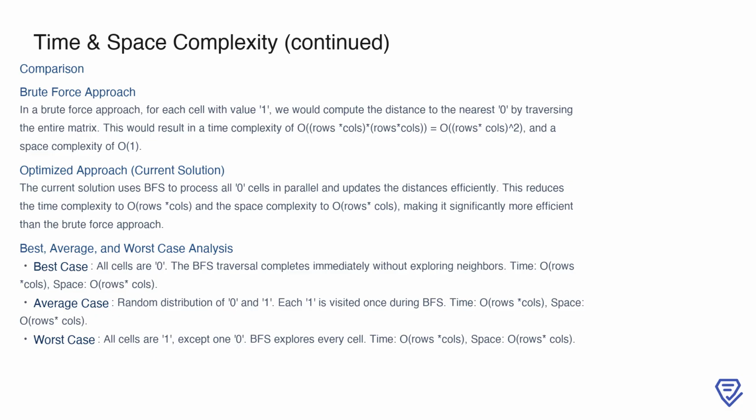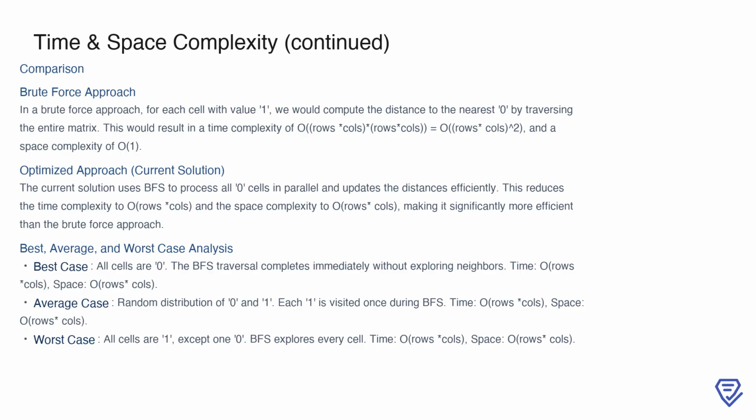In a brute force approach, for each cell with value 1, we would calculate the distance to the nearest 0 by traversing the entire matrix. With rows * cols cells, this would result in a time complexity of (rows * cols) * (rows * cols), or (rows * cols)^2, while the space complexity would remain O(1). In contrast, the current solution leverages BFS to process all 0 cells simultaneously, updating distances efficiently. This brings the time complexity down to rows * cols, and the space complexity to rows * cols.